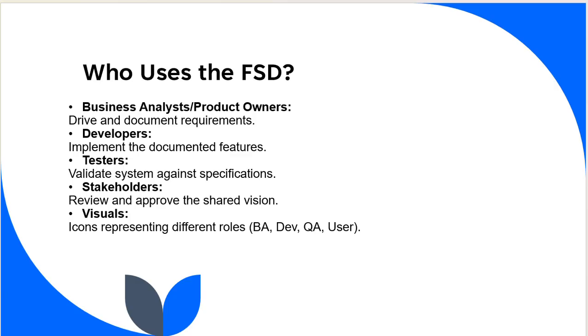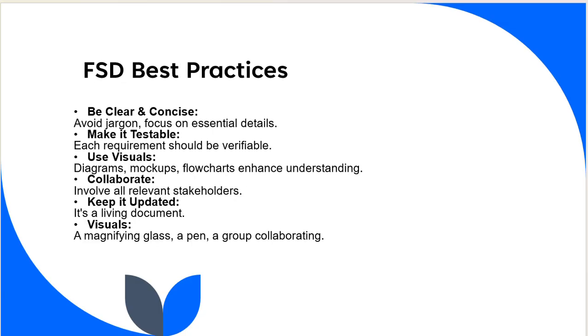And the stakeholders review and approve the shared document. The business stakeholders review the document, check the document, and give approval once the document satisfies their requirements. And then the visuals, icons representing BA, development, are the visual parts. Let's move on to the next slide, which is the FSD best practices.